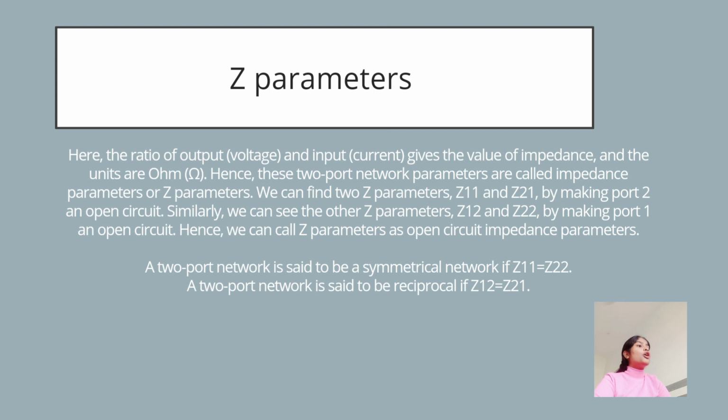Here the ratio of output voltage to input current gives the value of impedance, and the units are ohms. Since these two-port network parameters are impedance parameters, called Z parameters, we can find two parameters, Z11 and Z21, by making port 2 an open circuit. Similarly, we can find the other Z parameters, Z12 and Z22, by making port 1 an open circuit. Hence, we can call Z parameters open circuit impedance parameters. A two-port network is said to be a symmetrical network if Z11 is equal to Z22. A two-port network is said to be reciprocal if Z12 is equal to Z21.